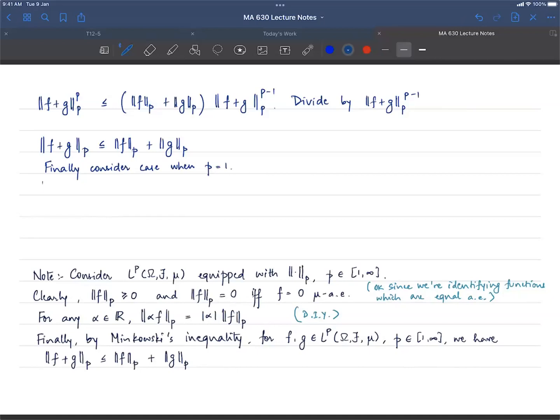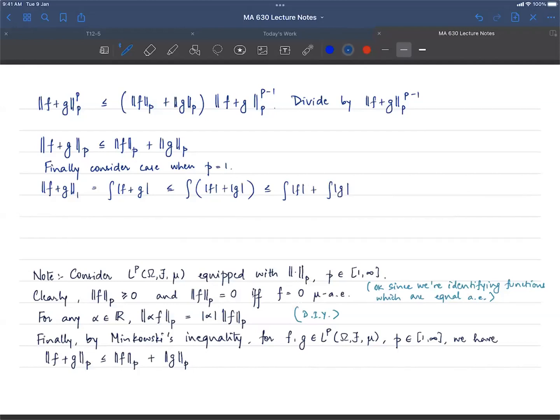Okay, so in this case, I'll have the norm of F plus G in L1. So this is going to be the integral of the absolute value of F plus G. Now inside the integral, I'll use the triangle inequality. So I'll have the absolute value of F plus the absolute value of G. And now I'm adding two non-negative functions and integrating. This is less than or equal to the sum of the integrals.